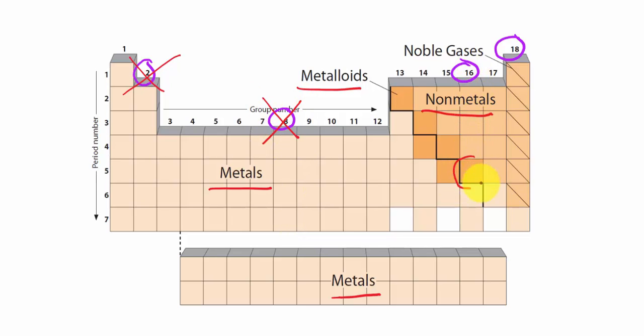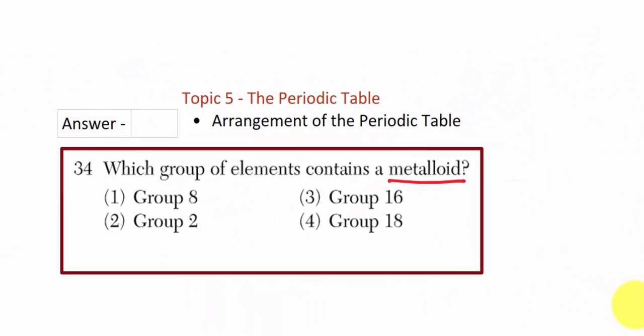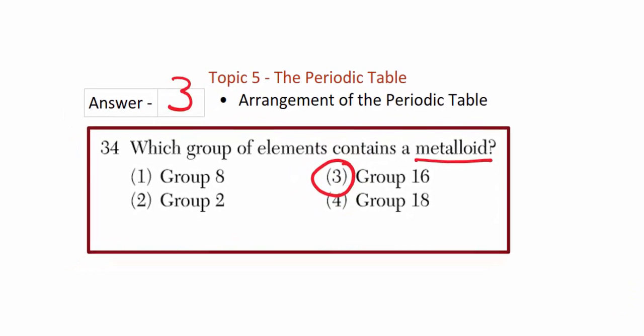It also has, right there, a metalloid, and then it also has some metals in it. And group 18 is made up almost entirely of nonmetals, and there's one element that borders on being a metal, perhaps. But the only group that has a metalloid in it is group 16. So we go back to our question, and we select answer number 3. It's group number 16.